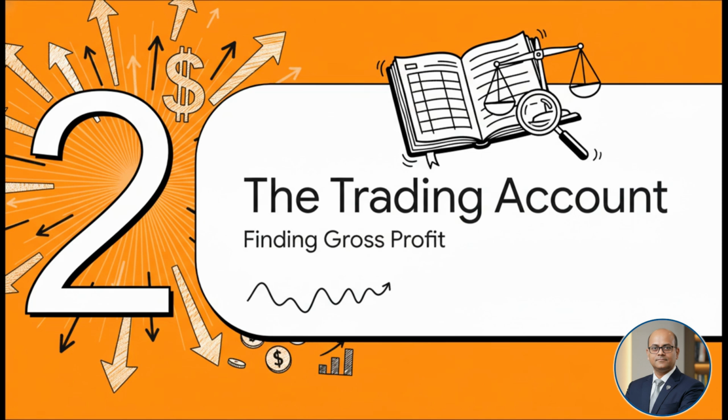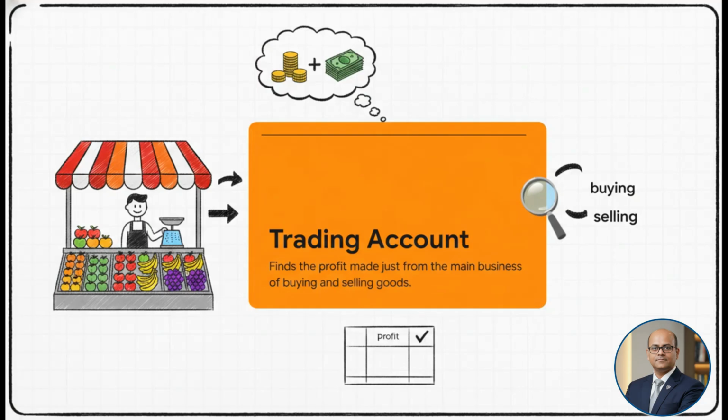The very first step, our starting point, is preparing something called the trading account. Let me explain this in simple words. Let us take one example. Imagine there is a fruit seller on the street corner. What is his main business? Just buying fruits and selling fruits, correct? The trading account only looks at this main business. It will only calculate the profit he made from buying and selling those fruits. Nothing else, just the main trading activity.